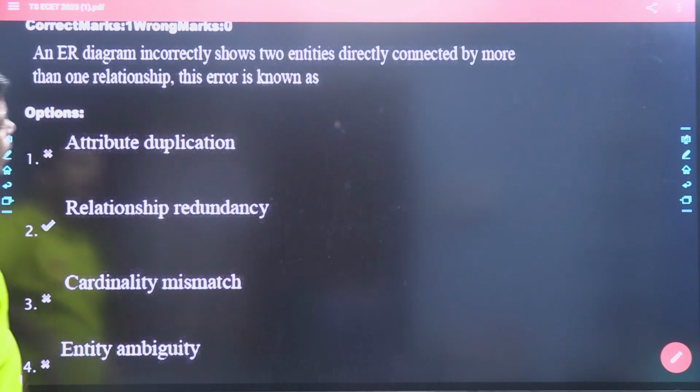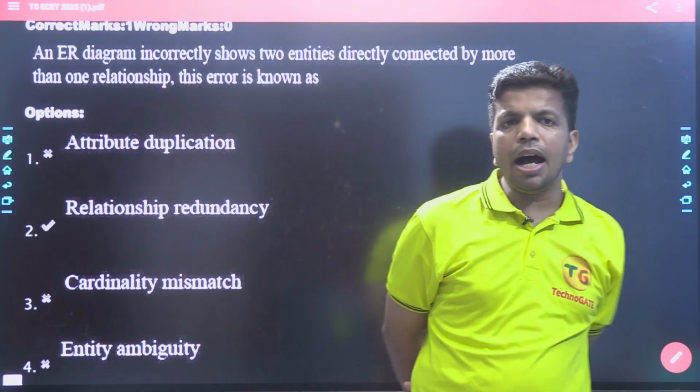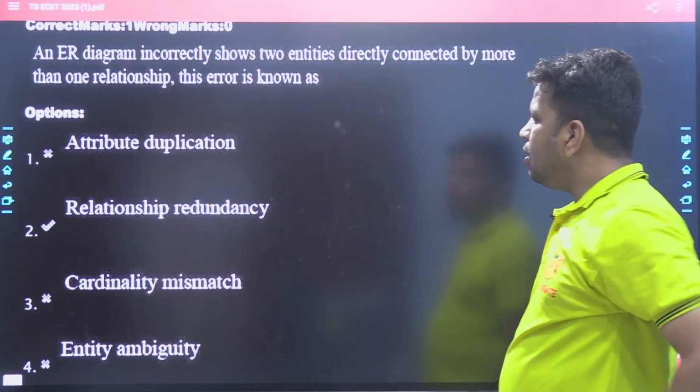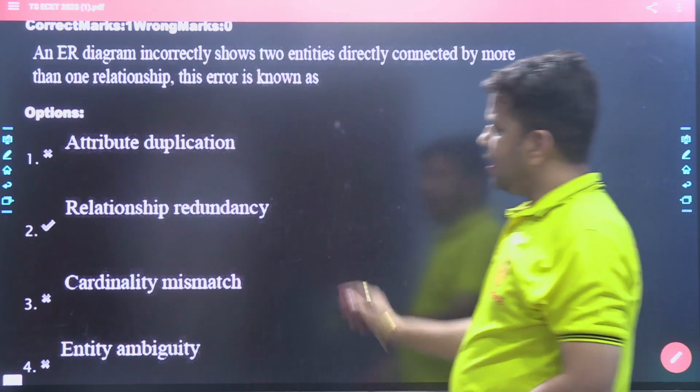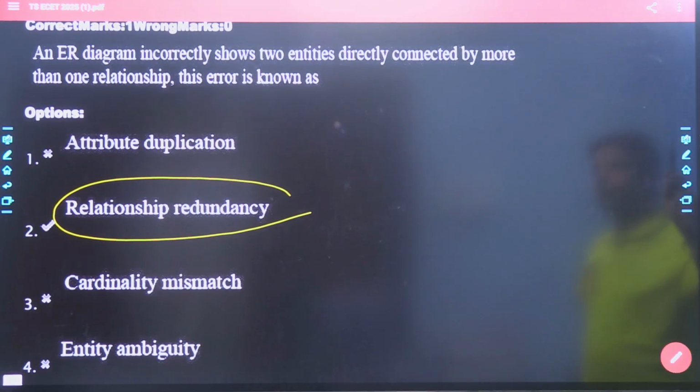An ER diagram incorrectly shows two entities directly connected by more than one relation. This error is called relationship redundancy. So you can go with answer 2, relationship redundancy.